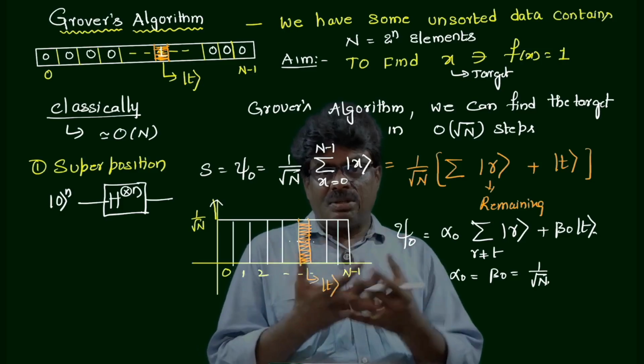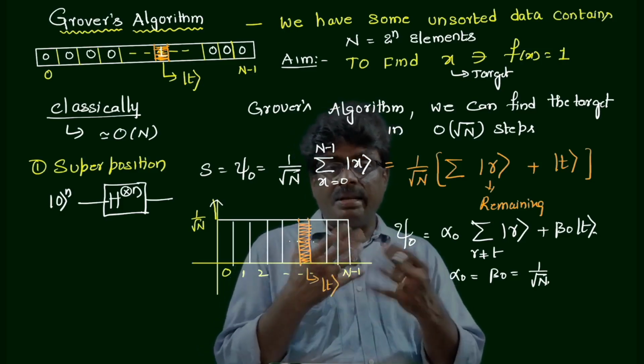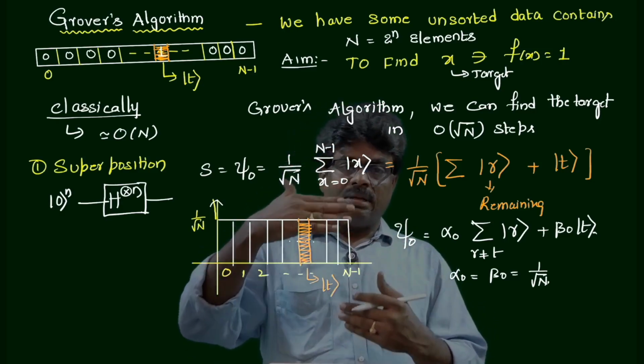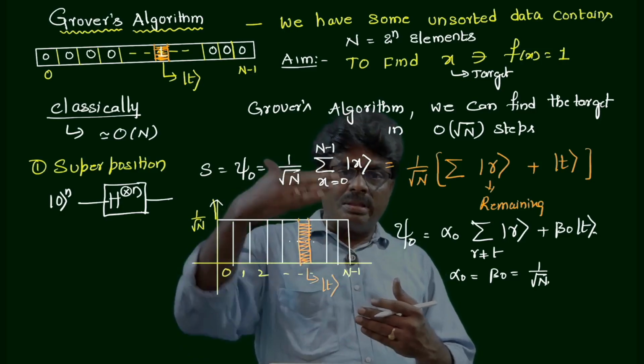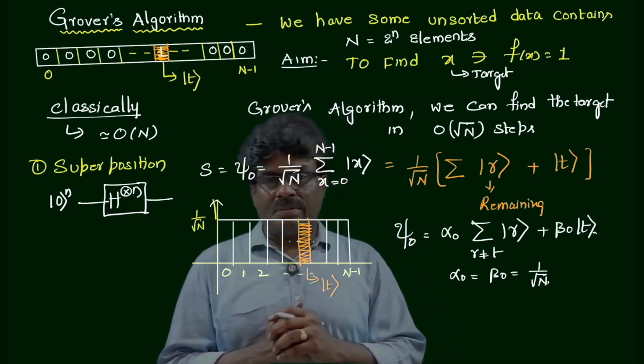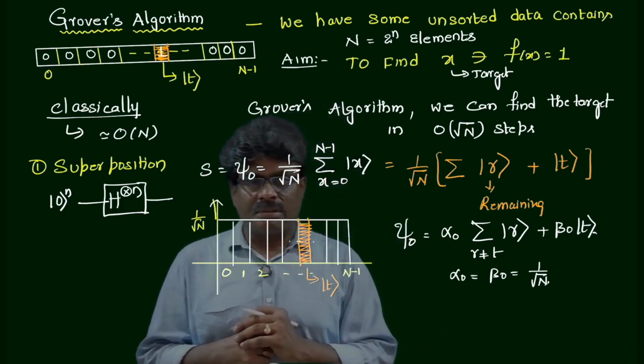Let us see in this algorithm how we do it. Our final aim is to find this target. That means the amplitude of the target state should be increased, whereas the amplitude of all the other remaining states will be decreased. Let us see how it is possible with the help of Grover's algorithm.